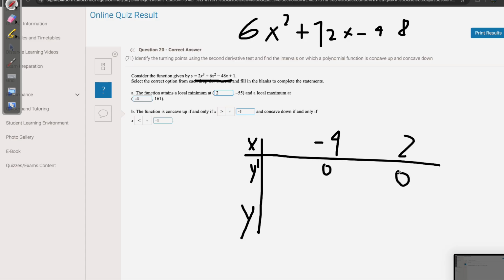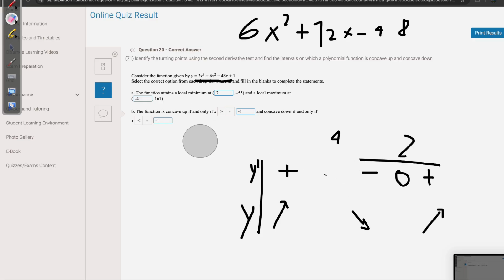Then we do SOS: same, opposite, same, as the coefficient of the term with the highest power. So same, opposite, same. So up, down, up. So the local minimum will be at 2, negative 55, and the maximum will be at negative 4.